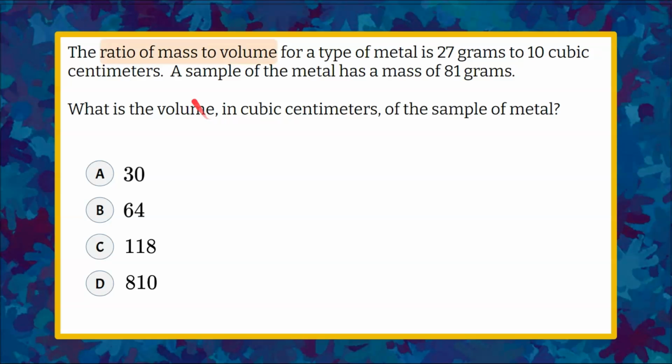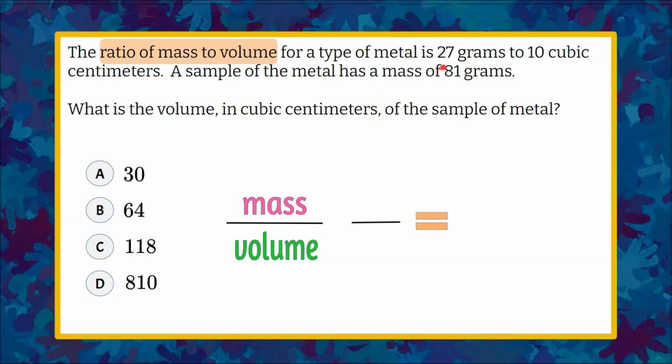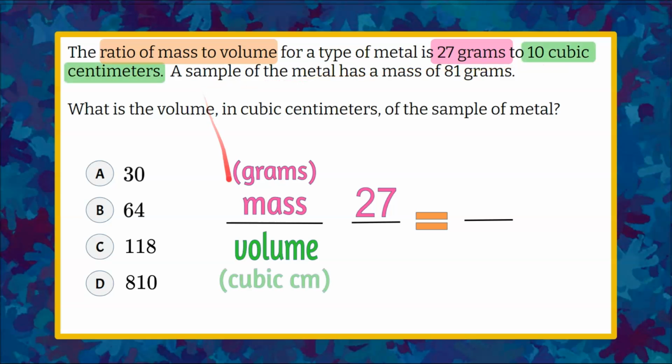Welcome back. We're talking about the ratio of mass to volume. So when we write that, we're going to talk about mass over volume. So the ratio of mass to volume. Up in the problem, we have a type of metal that is going to be 27 grams. So 27 grams is our mass. So we're going to write one ratio here, and then we're going to find an equivalent ratio. So it's 27 to 10 cubic centimeters. Our volume in cubic centimeters is 10. So our ratio of mass to volume here is 27 to 10.